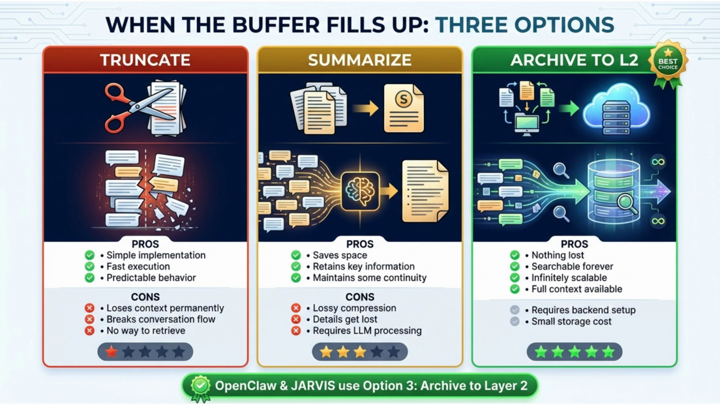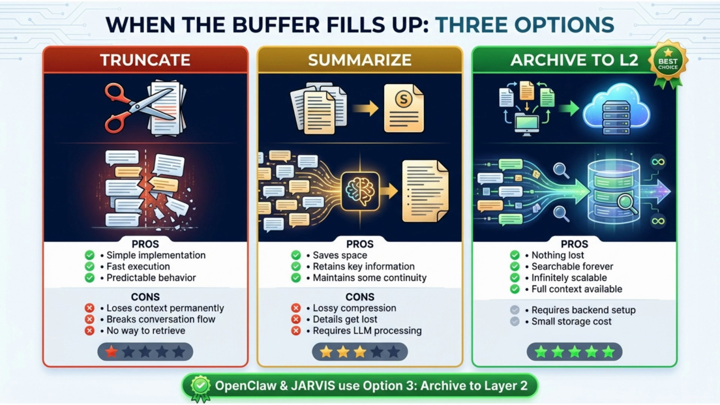You have 3 options. Option 1, truncate. Cut the oldest messages, keep the newest. Simple, fast, but you lose context. Your agent forgets what happened at the start of the conversation. Not ideal for long sessions. Option 2, summarize. Run the old messages through the LLM, generate a summary, replace detailed messages with compressed version. Preserves key points, but it's lossy. Summaries miss nuance, also costs LLM tokens.